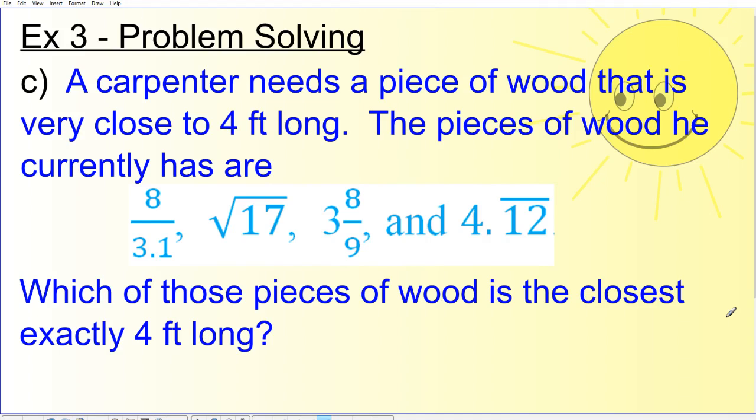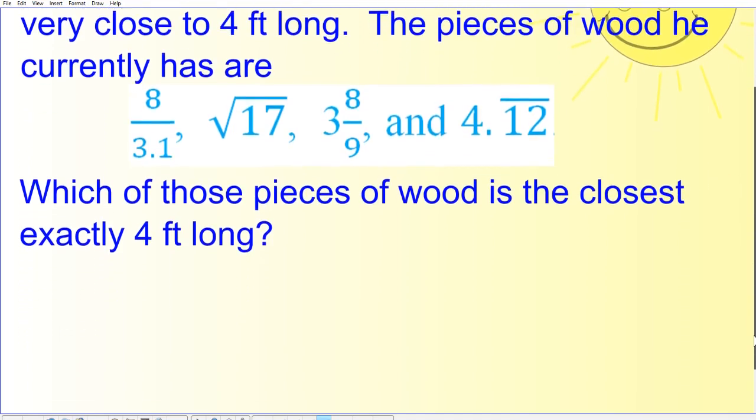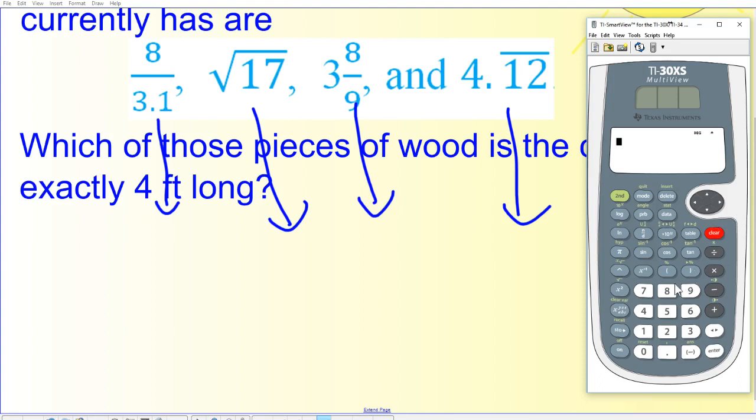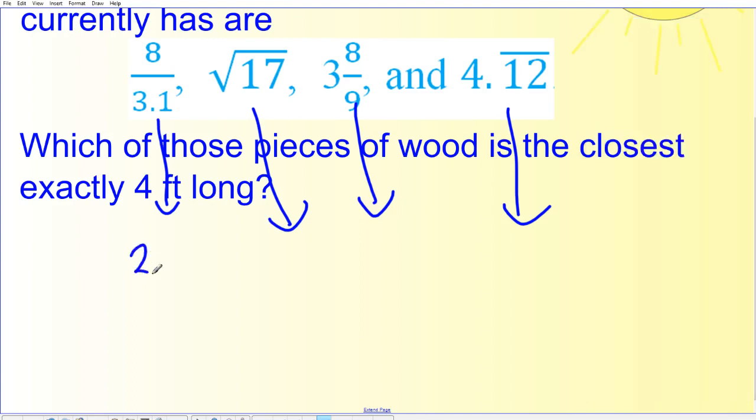Okay, so hopefully the first thing you tried was to take all of the numbers and change them into decimals. Because they're a really mixed bag of numbers, that's probably the easiest way to compare them. So I'm just going to take each of them one at a time and change them into decimals. Starting with 8 divided by 3.1. That's 2.58. That's fairly far away from 4 foot.